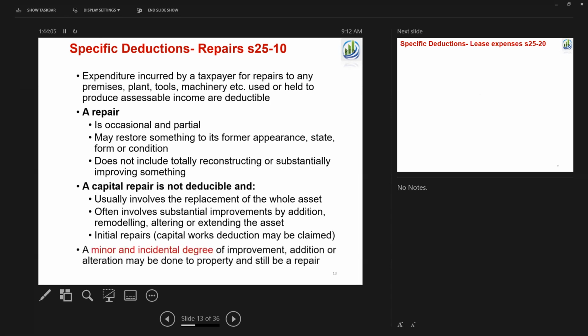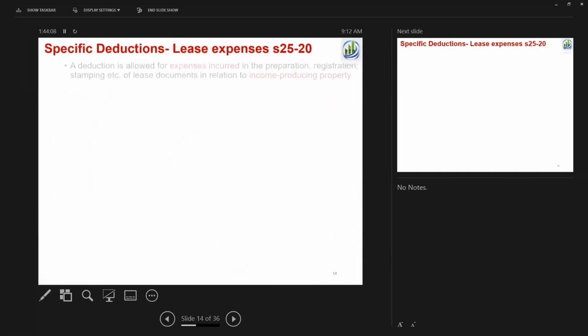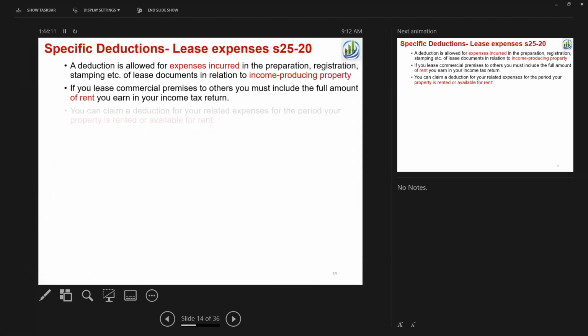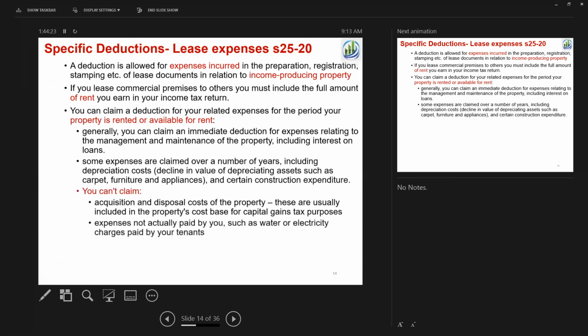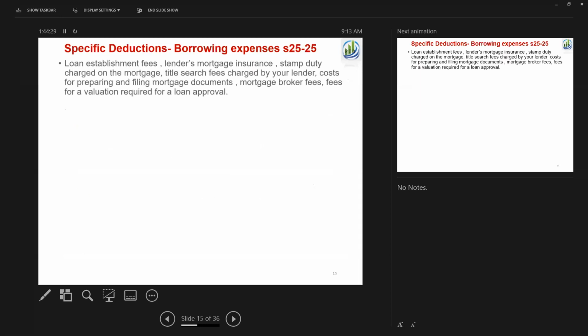Minor incidental items, like a change in the tap or that type of thing, can be deductible immediately. Lease expenses, as we said, for any rental property, can be deductible from your income tax, right? However, everything that is a capital purchase may be included in your capital cost.